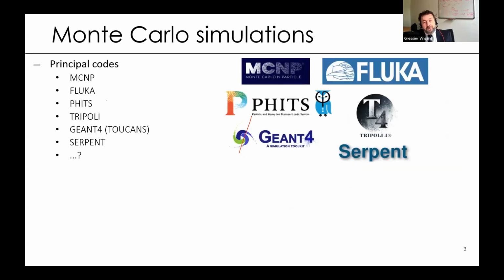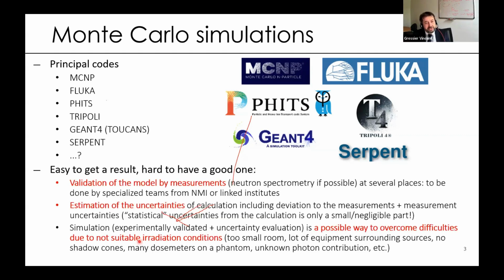Okay, I've talked a lot about Monte Carlo simulations. There are several codes available. You have MCNP, you have FLUKA, PHITS, TRIPOLI, Geant4, which now has a new tool, Toucans. You have Serpent, and certainly others that I don't know. I will not recommend one. You just have to make your own experience and choose the one which suits you best. My message is just this one: with such codes, it's easy to get a result, but it's hard to have a good one.